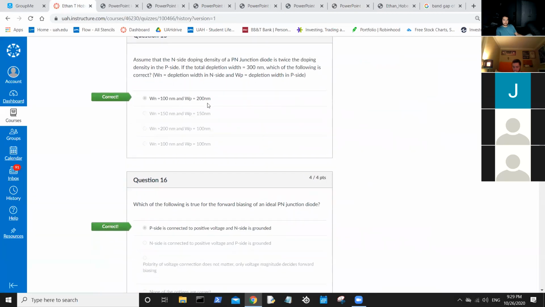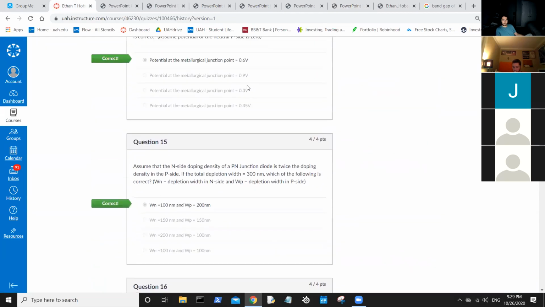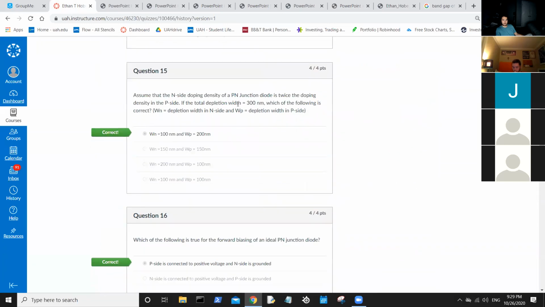So that one's that. So any questions on how to do this one? It's the same thing, same exact ratios. And this time you just multiply by a different number instead of the built-in voltage, the depletion width, but you'll get the same thing. This one is just straight plug and chug with the formulas.